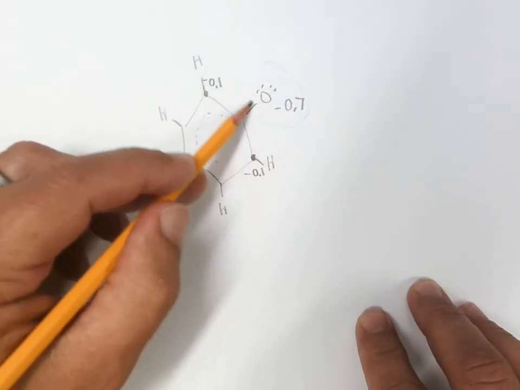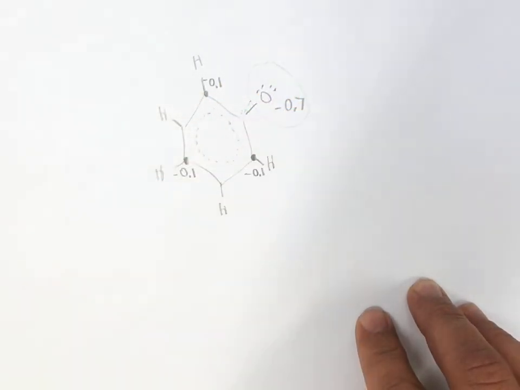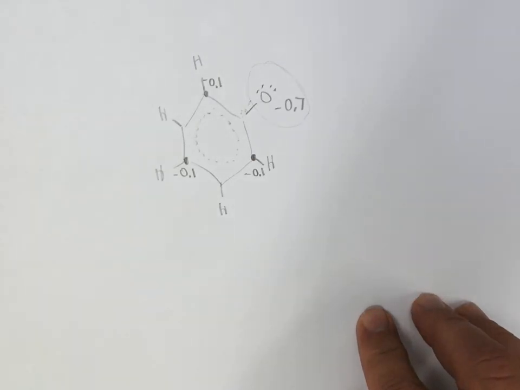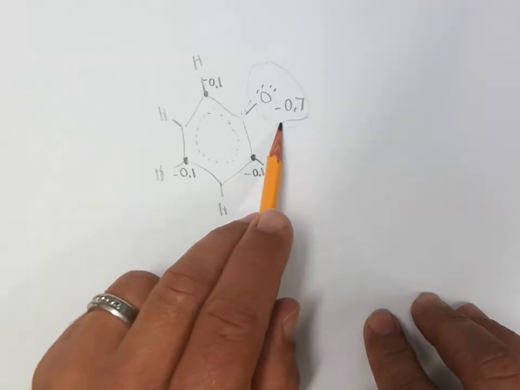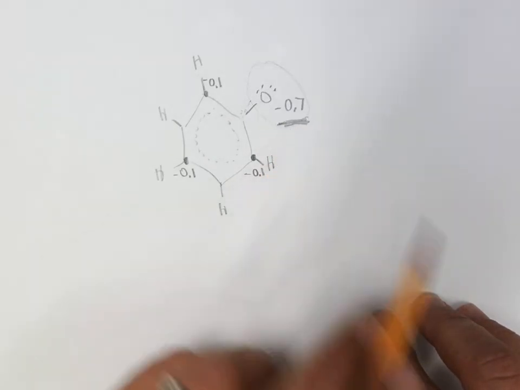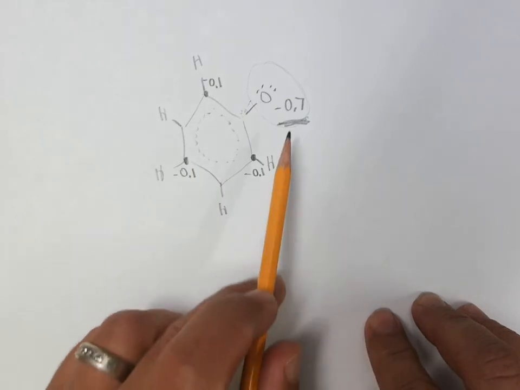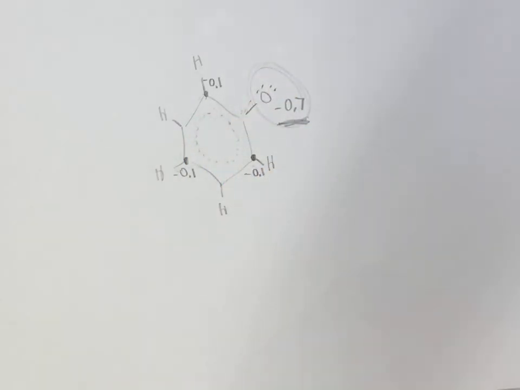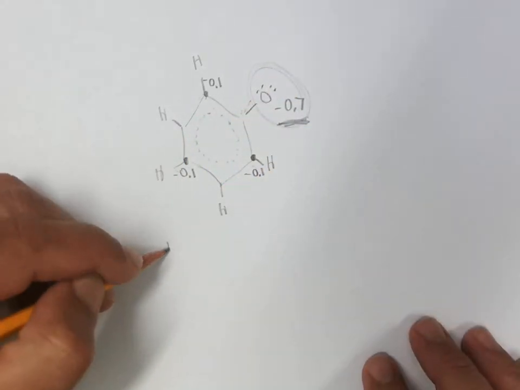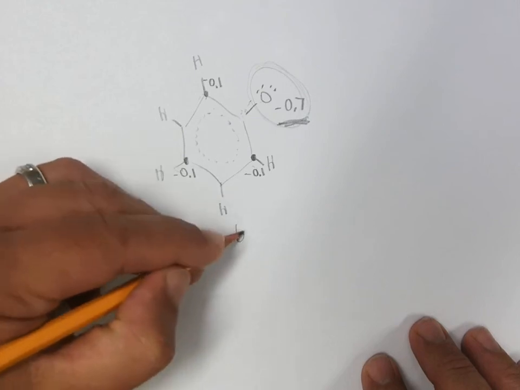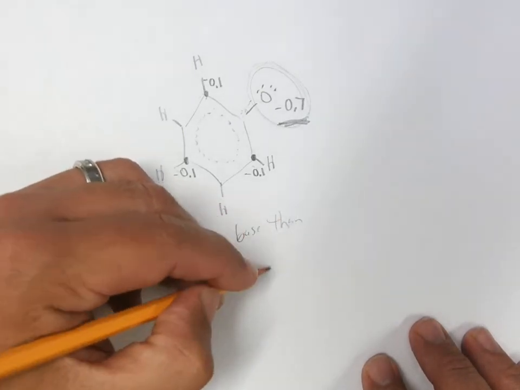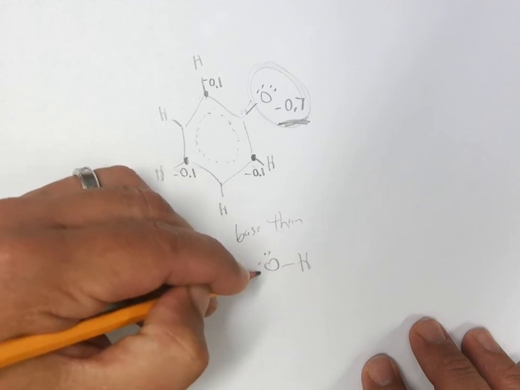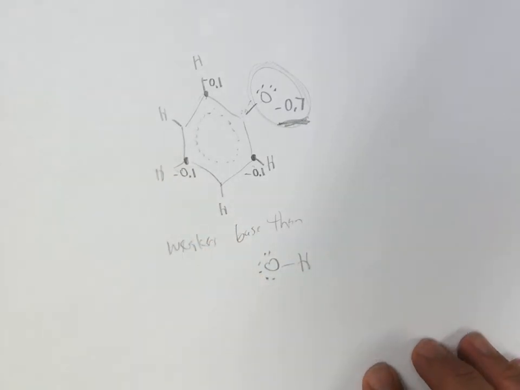So this oxygen is still going to be the best thing to attract an H+ in terms of the basicity of this anion, but rather than being a full negative charge like in ethoxide or hydroxide, some of the negative charge is distributed into the ring, reducing the effectiveness of this as a base. So this is a weaker base than something like OH-, which makes phenol a stronger acid than water.